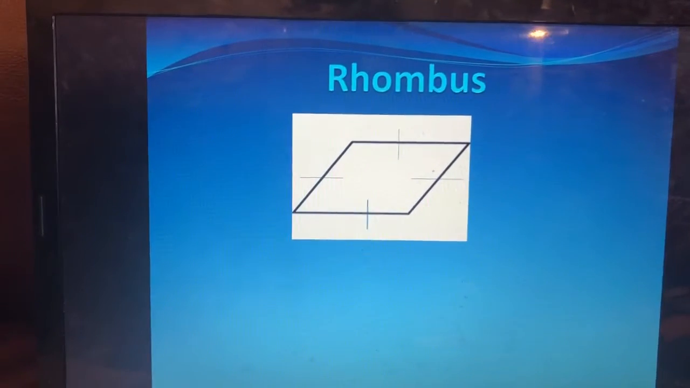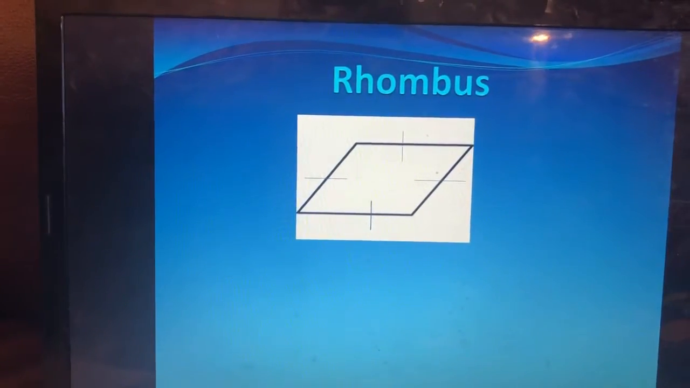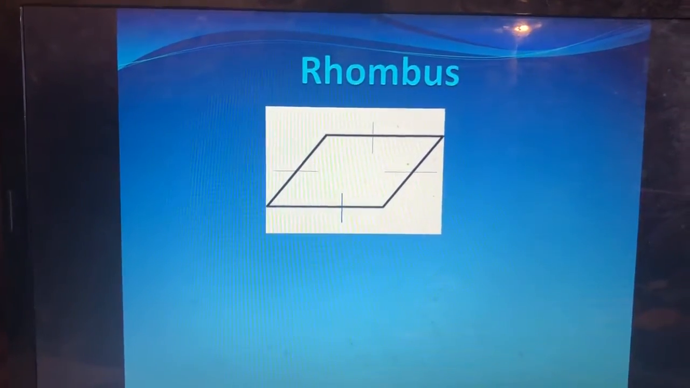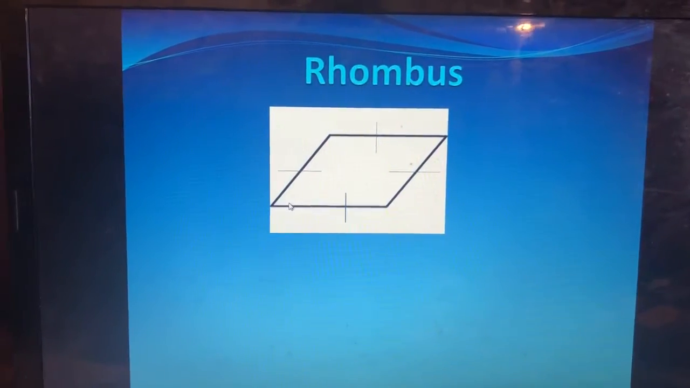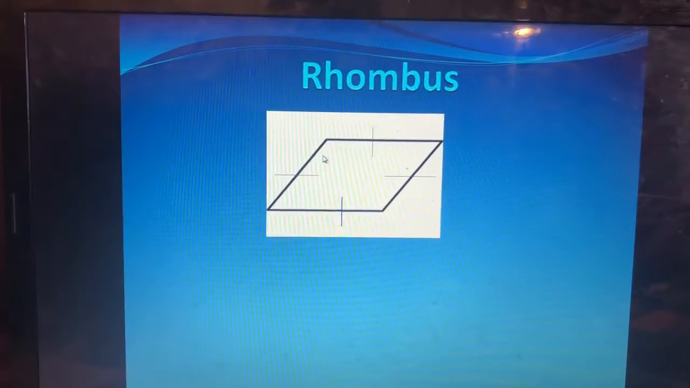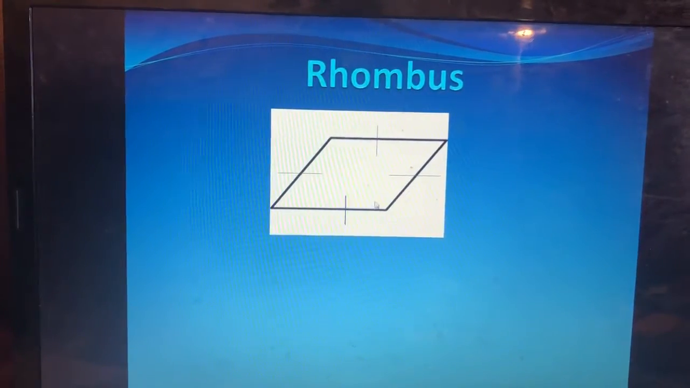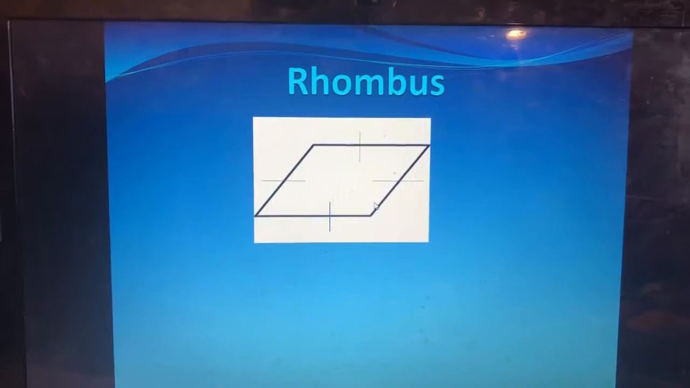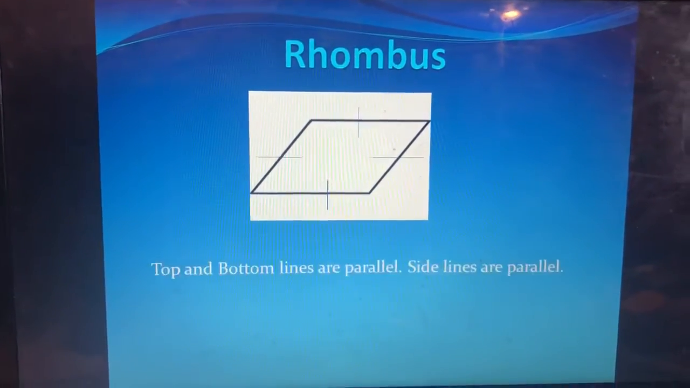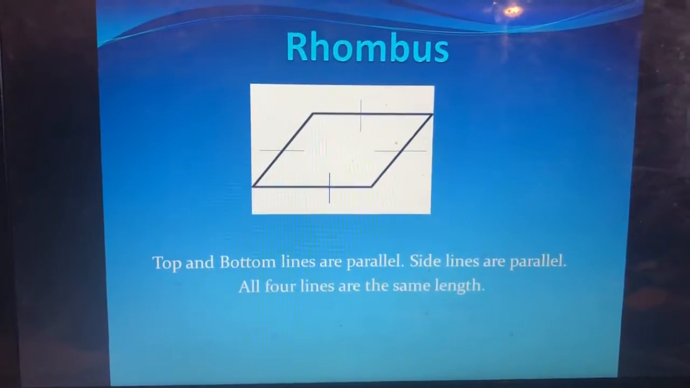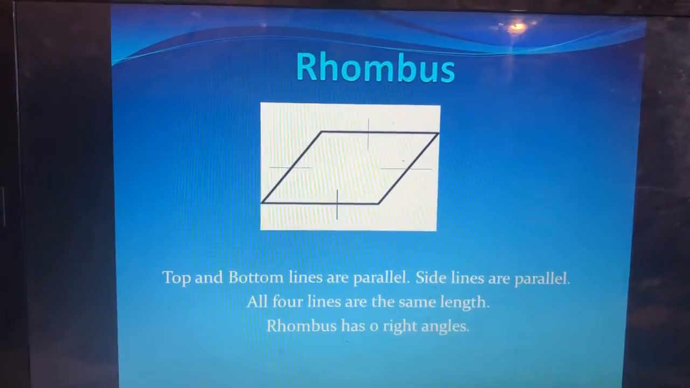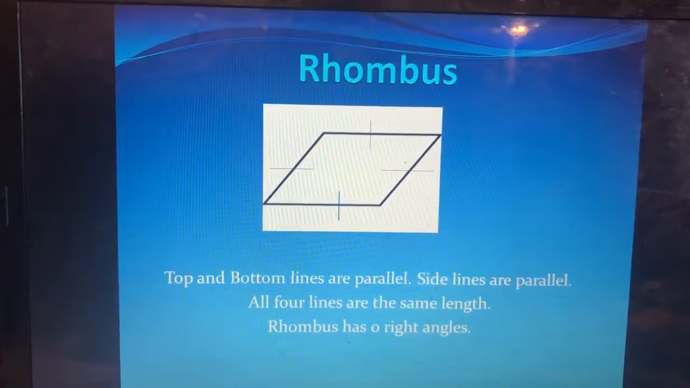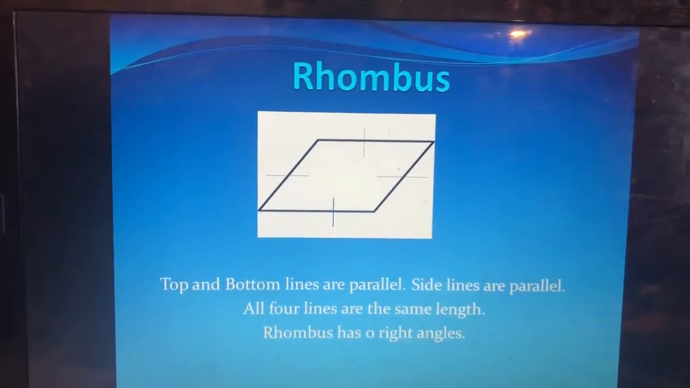If we look at the picture, we can see that all 4 lines are the same length. And then if we look at our corners are not 90-degree angles. So therefore, we do not have any right angles. So just a recap of what we just discussed, the top and bottom lines are parallel, the side lines are parallel, and all 4 lines are the same length. The rhombus has 0 right angles.